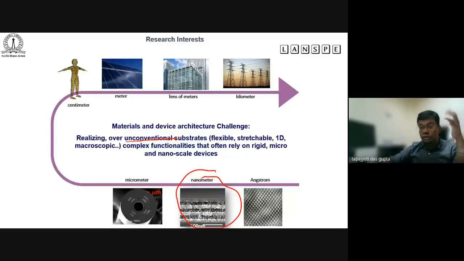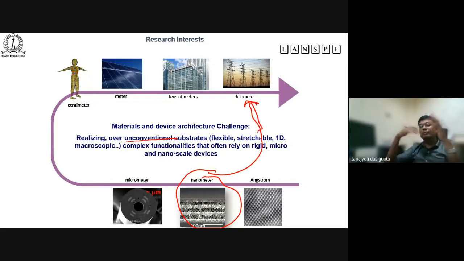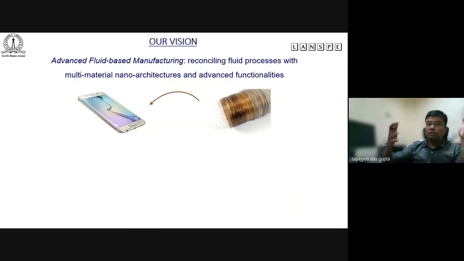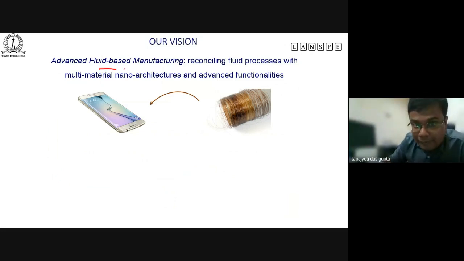This has huge, good properties, innovative properties. Moving these nano to something where we can make kilometers long structures. Okay, tens of meters or at least centimeters long. Now, to do this, our vision is mainly to use an advanced fluid-based manufacturing process that is reconciling the fluid process with multimaterial nano architecture and advanced functionalities.